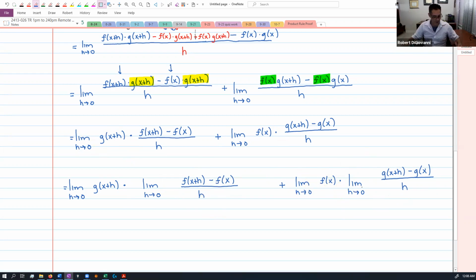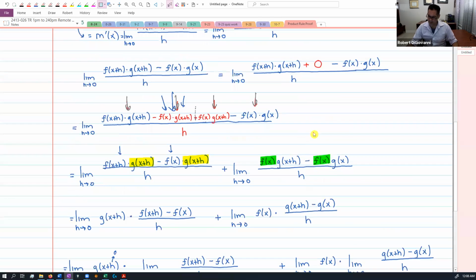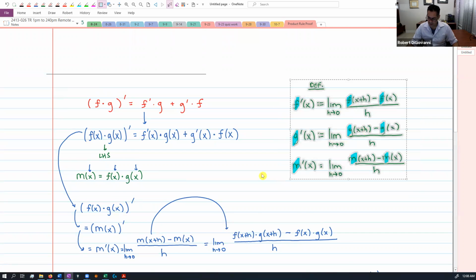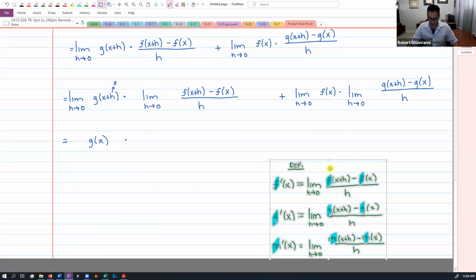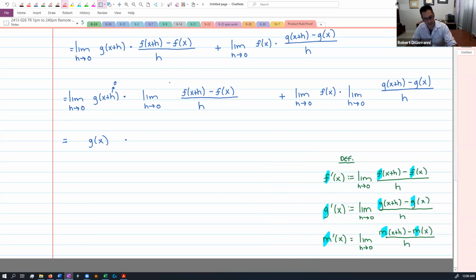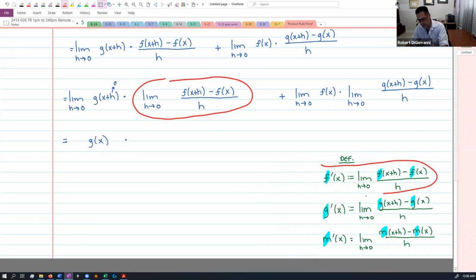All right, let's let h go to 0. Okay, so if h goes to 0 on this first expression, this little guy goes away, and all you're left with is g of x times, now here, wait a minute. What is that? Does that look familiar? Well, that is the definition of f prime of x. Exactly. So that is f prime of x right there. And then I have plus, and then over here, if I let h go to 0 on this, well, there is no h there, right? H has no impact on this expression because there are no h's in it. So that just stays f of x.